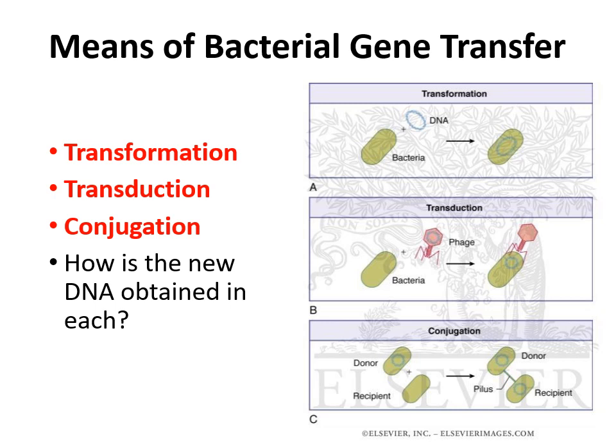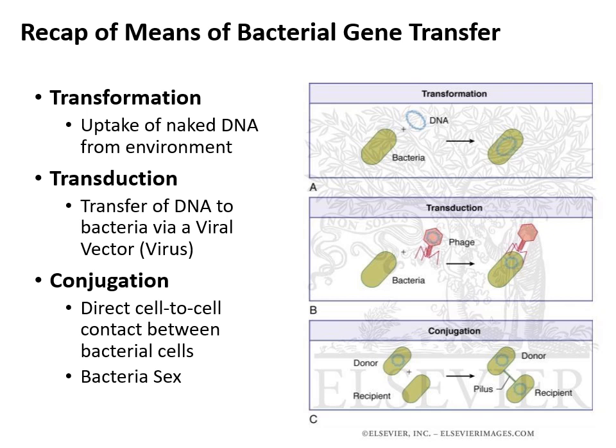So when you look at these 3 forms of gene transfer, ask yourself, how is the bacteria getting the new DNA? In transformation, the bacteria is getting pure DNA from the surrounding area. In transduction, the bacteria is getting new DNA from a virus. And lastly, in conjugation, the bacteria is getting new DNA from another bacteria cell. In case you missed any of that, you can pause on this recap and jot down some notes.